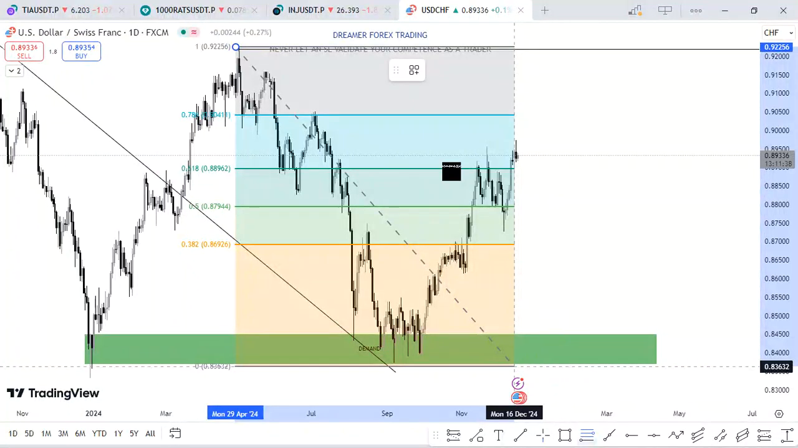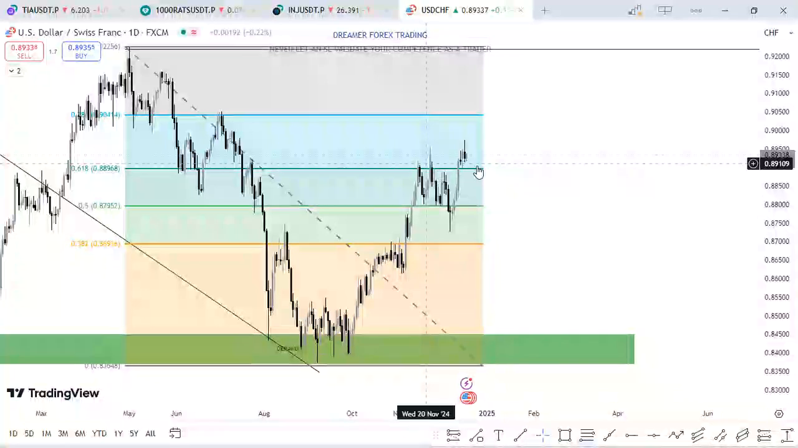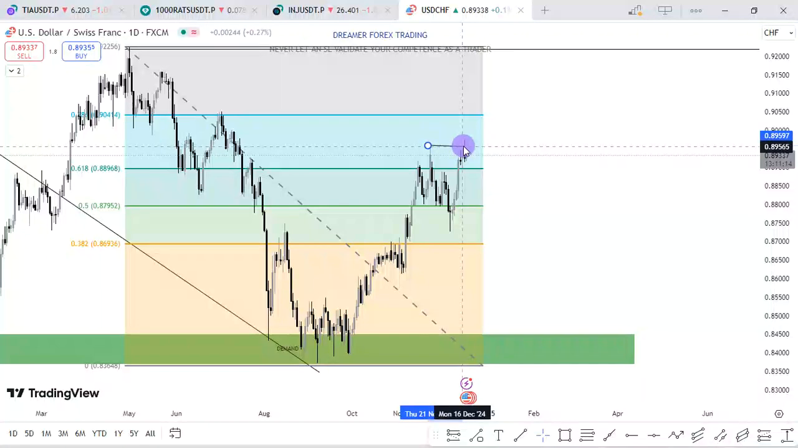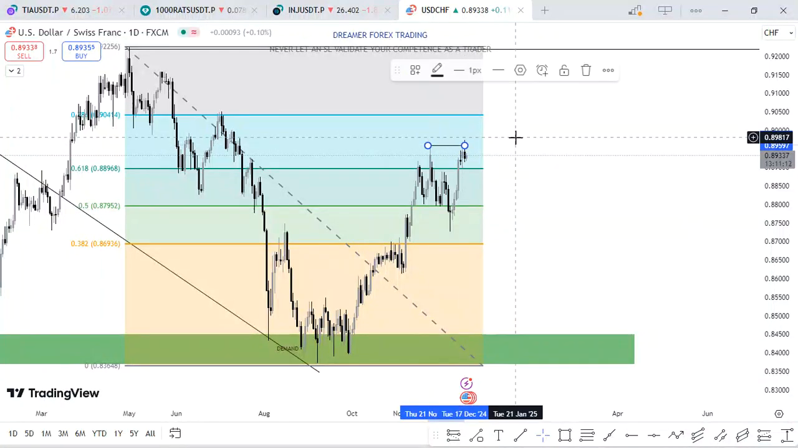Actually, price has broken above our golden ratio, but you can see that there was a rejection from this particular point. Okay, there was a rejection, and then boom, price had to break out, most likely to clear liquidity above. So this is basically it. I'll just adjust this. Okay, this is basically it, right?